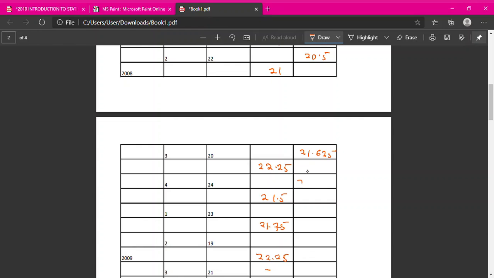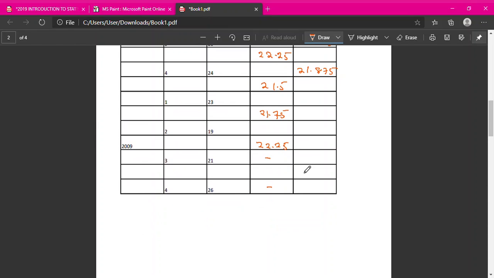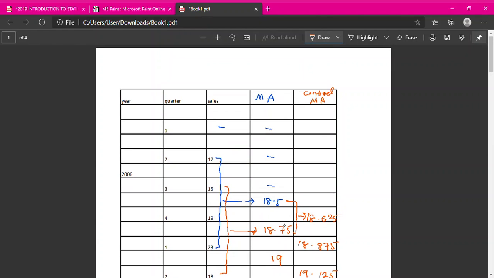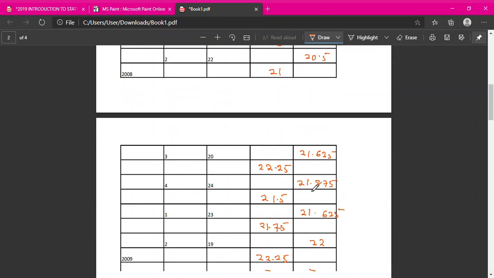Here we will get 21.875. Here 21.625. Dan last kali you akan dapat 22 here. So this value kosong lah, sama juga dengan atas ni, tak ada value. Okay, so this is our trend yang you dapat.